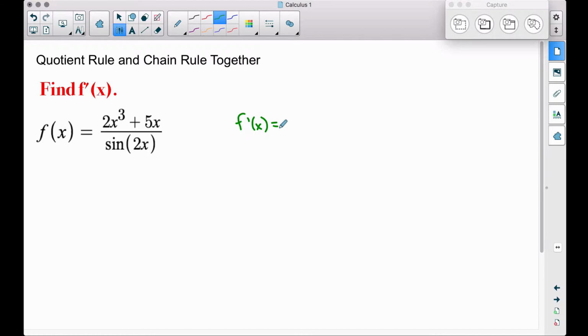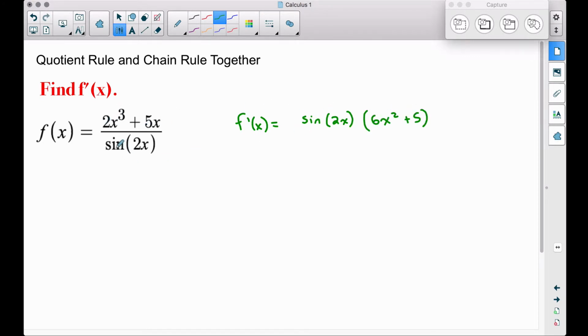Check out the quotient rule videos where we cover that. I guess you can call it just a way to remember how to apply the quotient rule. The order does matter. So therefore, low, we leave it alone. The low function is sine of 2x. D high, we take the derivative of the top. That's what d high means, derivative of the top function. That's going to be 6x squared plus 5.